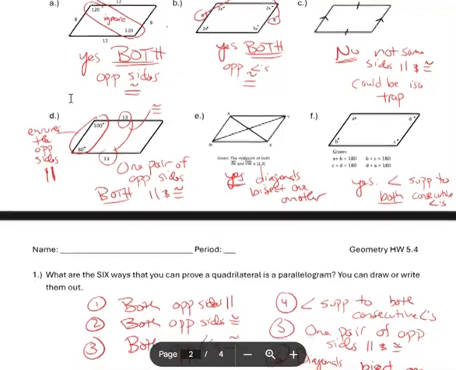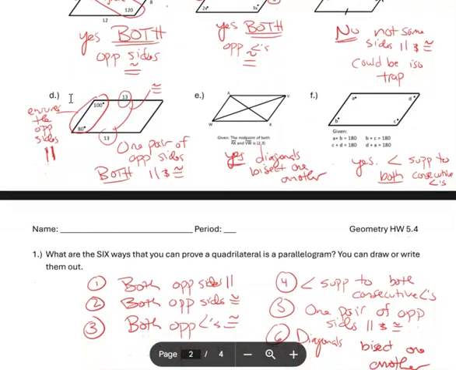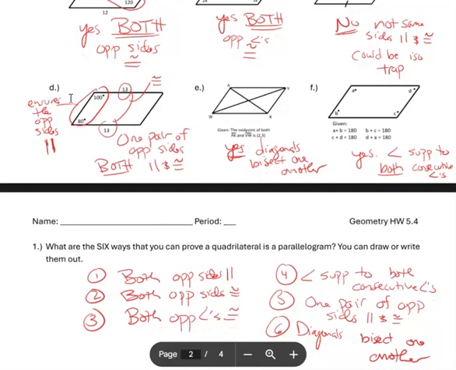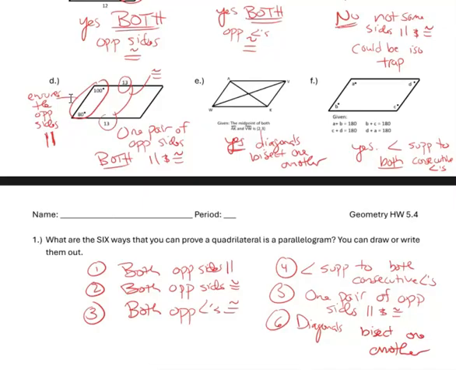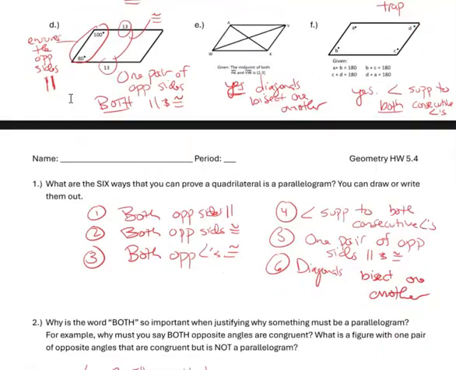The next one says the midpoint of both of them is going to be (2, 3). Is that going to be a parallelogram? Yes, because if they both have the same midpoint, then they must be bisecting one another. And if diagonals bisect one another, it's a parallelogram. And the last one says A and B add to be 180, B and C add to be 180, C and D add to be 180, and D and A add to be 180. And that would be yes, because the angle is supplementary to both consecutive angles. So those are your reasons.